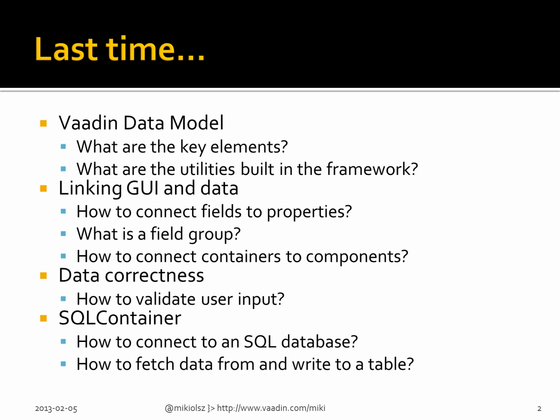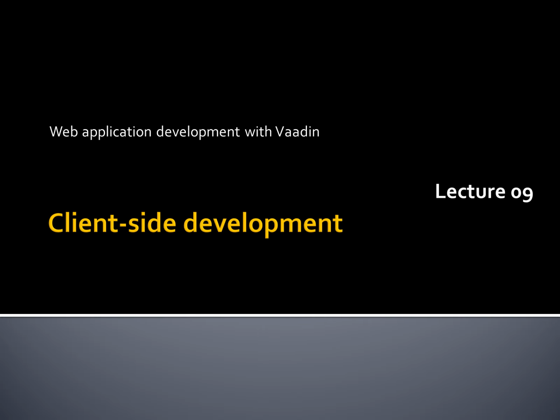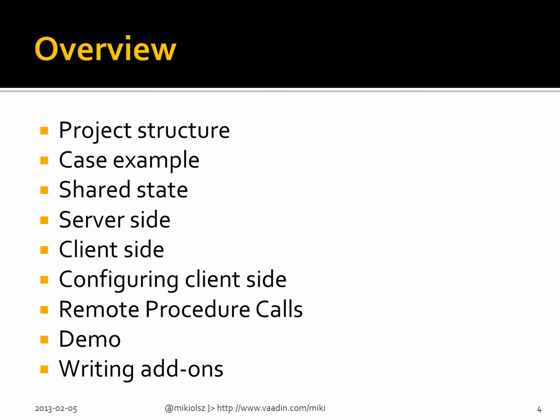So last time it was Vaadin data model with all the key elements, and how we link the data model to user components, how we validate what the user has entered into the system, and how we connect to an SQL database. This time we go a little on the client side. So far everything we've been doing was happening mostly on the server side. This time we move our focus a little to the browser.